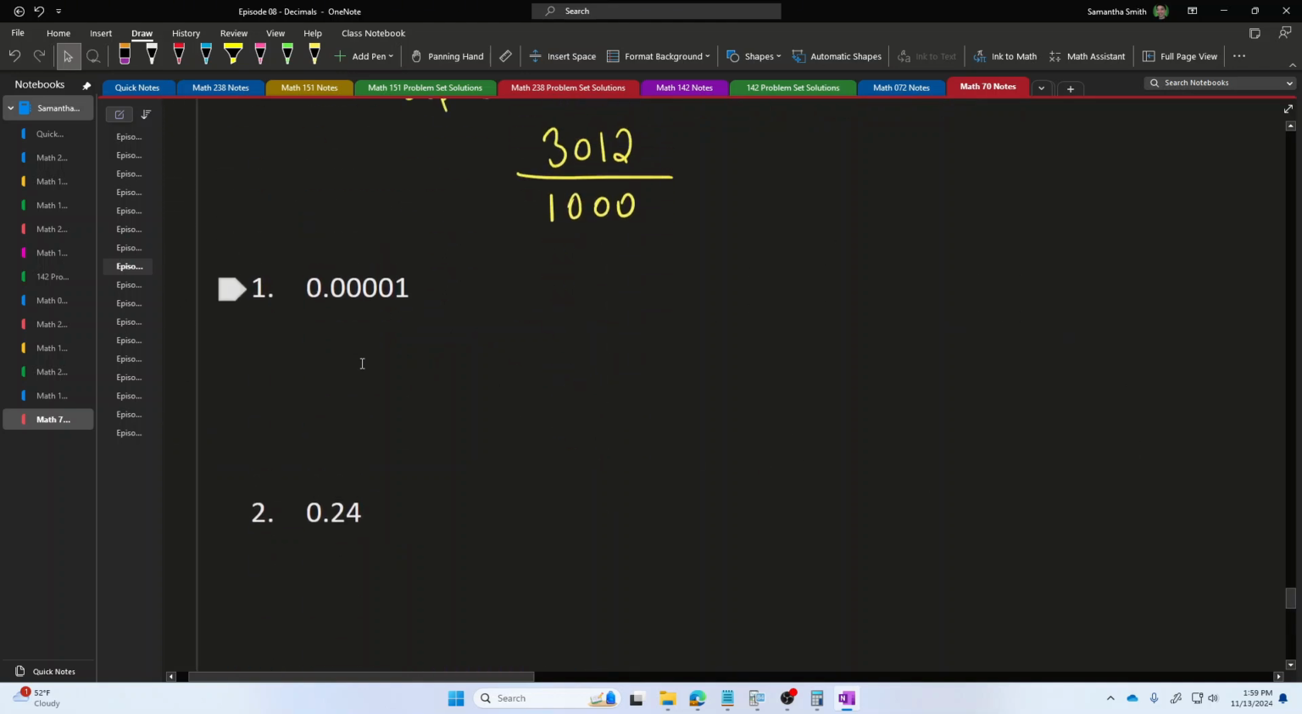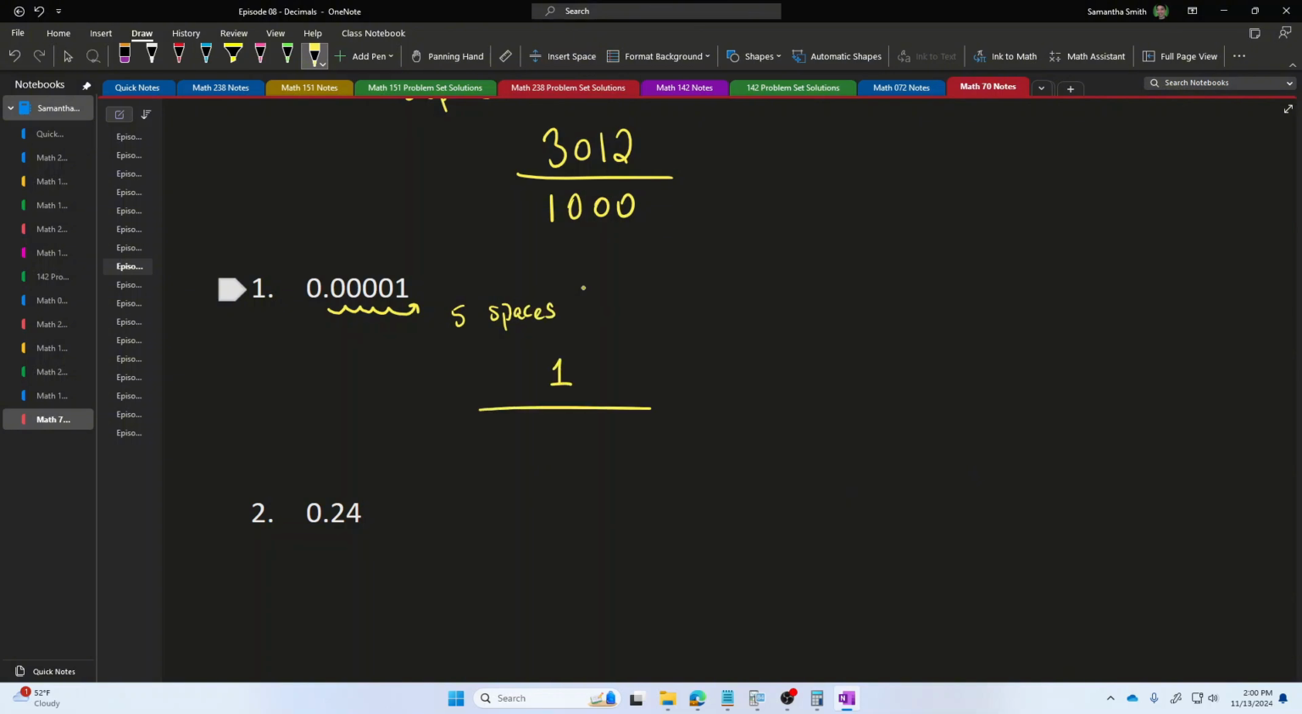If I wanted to convert this number, 0.00001, to a fraction, first I would think about moving that decimal 1, 2, 3, 4, 5 places to the right. Moving it 5 places to the right will now give me just the whole number 1 unit. If I take 1 unit and I put it over 1 with 1, 2, 3, 4, 5 zeros, then this fraction will be equivalent to this decimal number. They will represent the same amount.